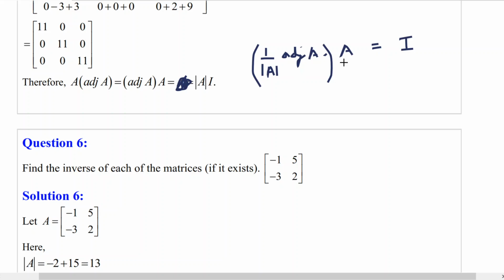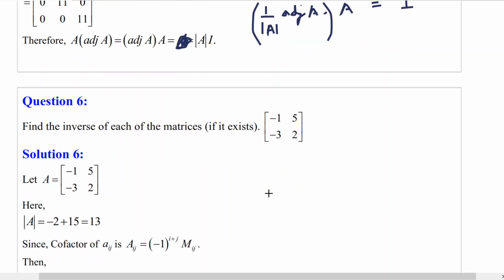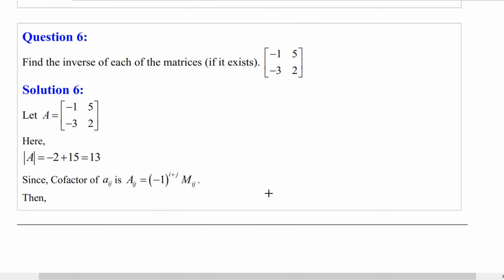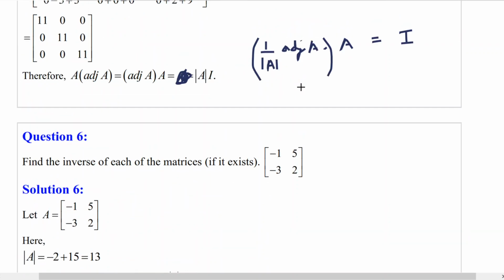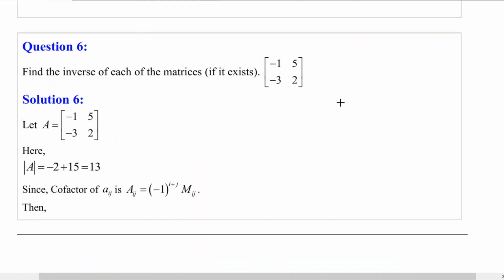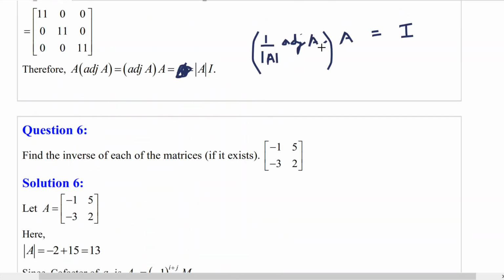Now we'll apply this knowledge and find A inverse for the matrices. Question number 6. Find the inverse of this matrix. So what I'll do, first of all, I'll find determinant A. Minus 2 plus 15, that is 13. Determinant A is 13, right? Second thing I need is adjoint A.